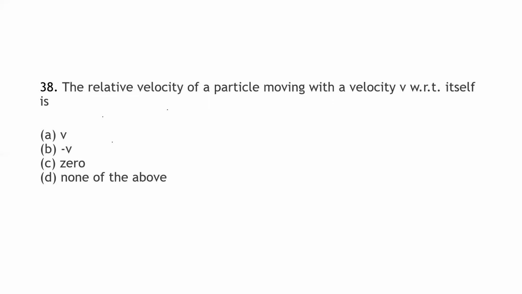The next question is, the relative velocity of a particle moving with a velocity v with respect to itself. It becomes v minus v. So what is v minus v? It is zero. Therefore option C is the correct option here. So these are a few questions which we can answer directly only by knowing the theory part.